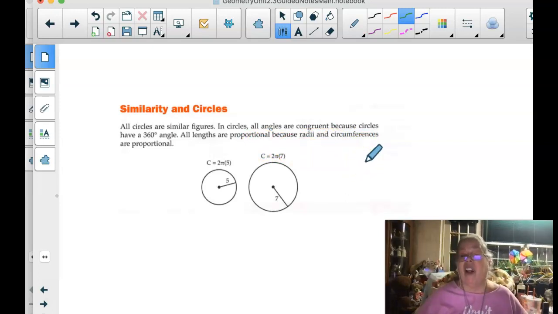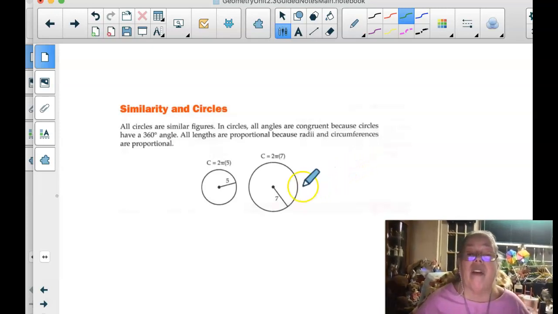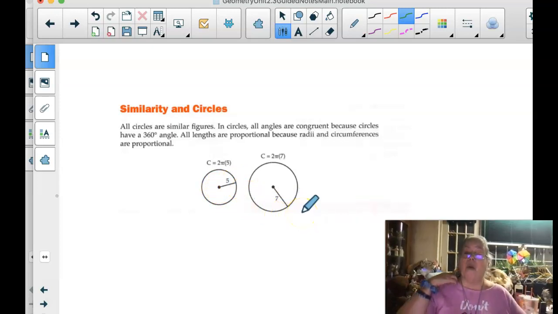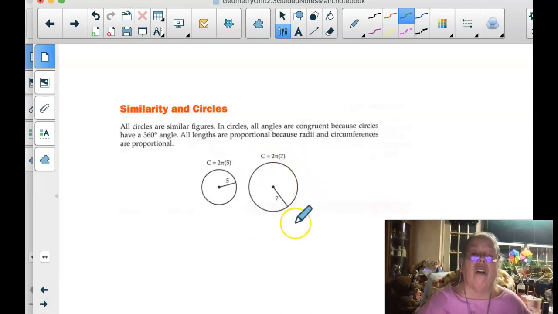Now, what in the heck is a radii and what's a circumference? Okay, radii, it's the plural of radius. The radius is the measure from the center of a circle to a point on the circle. Okay, center to a point. The circumference is kind of like the perimeter of a circle. It's the measure around a circle.